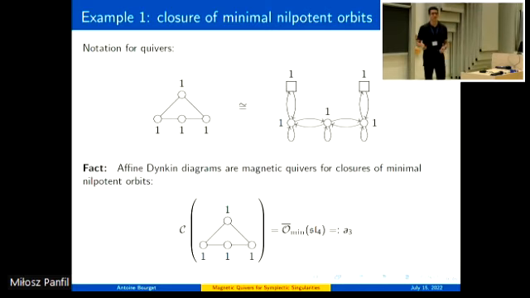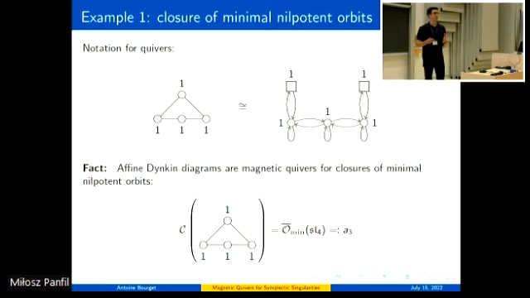So now, once you have this notation in hand, the first fact is that affine Dynkin diagrams are magnetic quivers for closures of minimal nilpotent orbits. So here's an example, the quiver here. The Coulomb branch of this is the closure of the minimal nilpotent orbit of SL4.